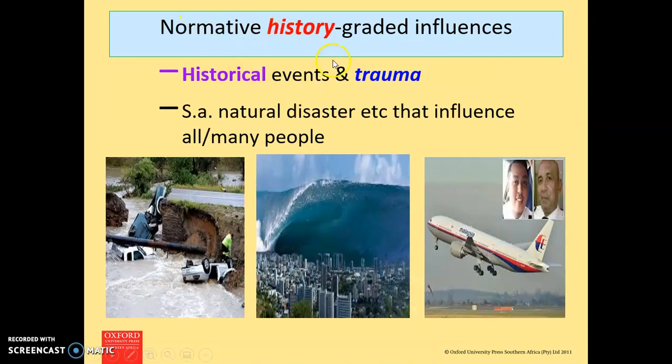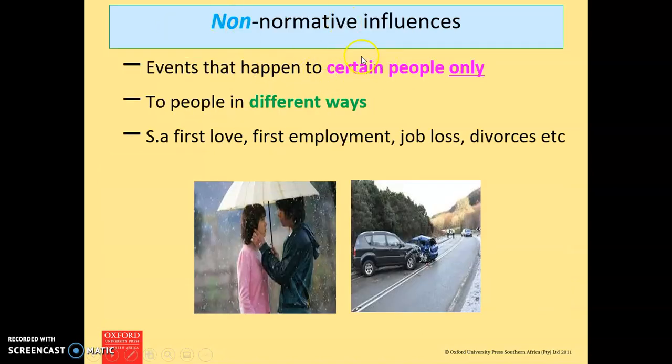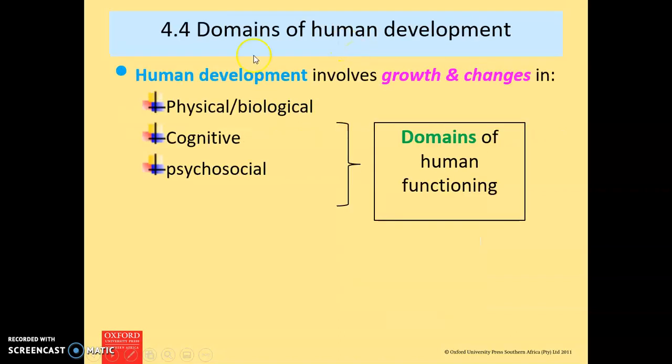Normative history happens because of historical events and trauma. This is not related to the norm; it happens to different people in different ways.